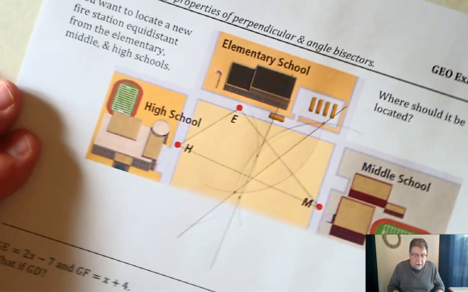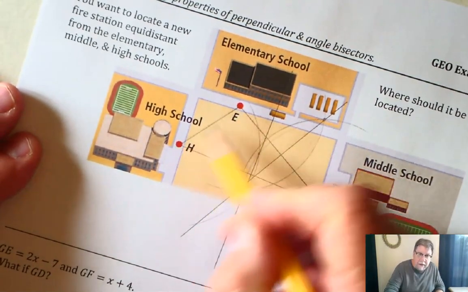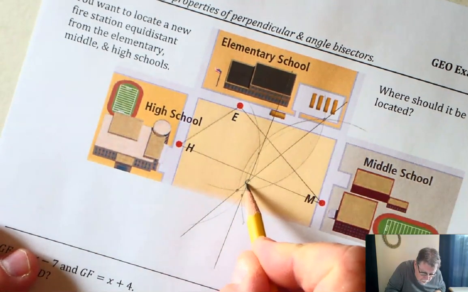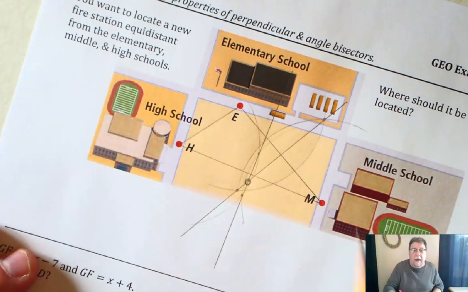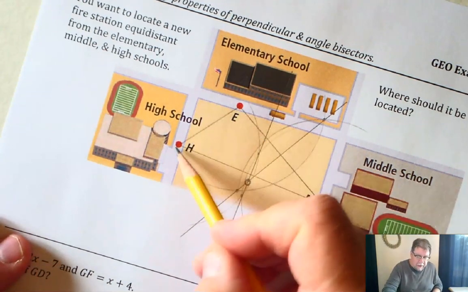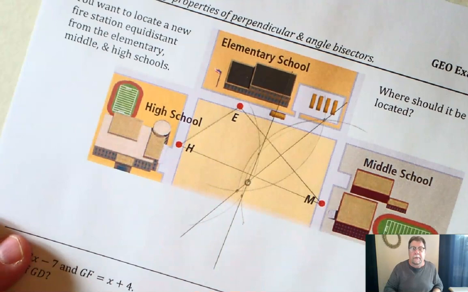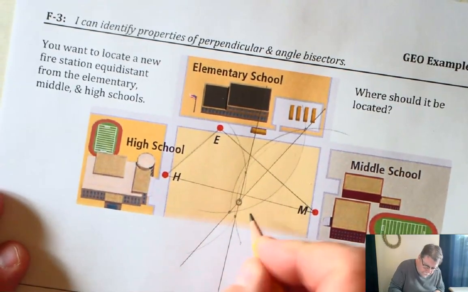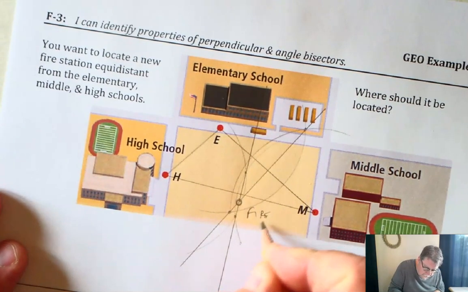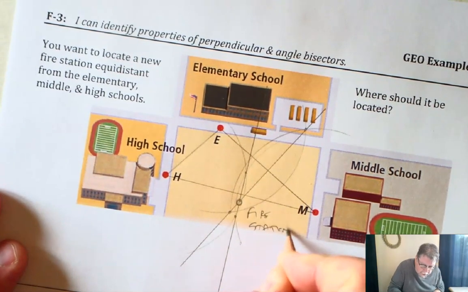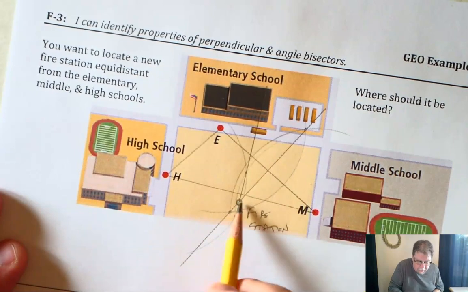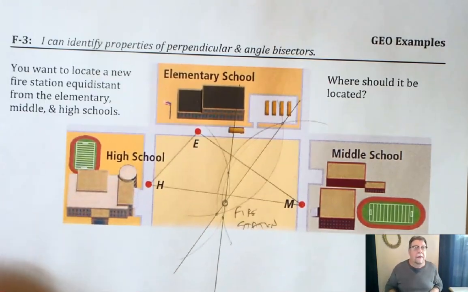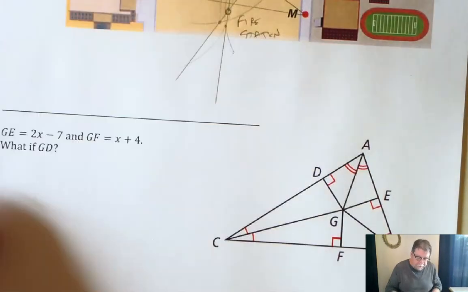Okay, now we could do it through the perpendicular bisector of this side, but it really doesn't matter because we've already intersected right here. And so in theory, the perpendicular bisector of this side would also go through that point. So I've already found the point. So this is the location where the fire station has to be found, because it's equidistant from M, from E, and from H. All right, and there's your first example. Let's take a look at one more example here.